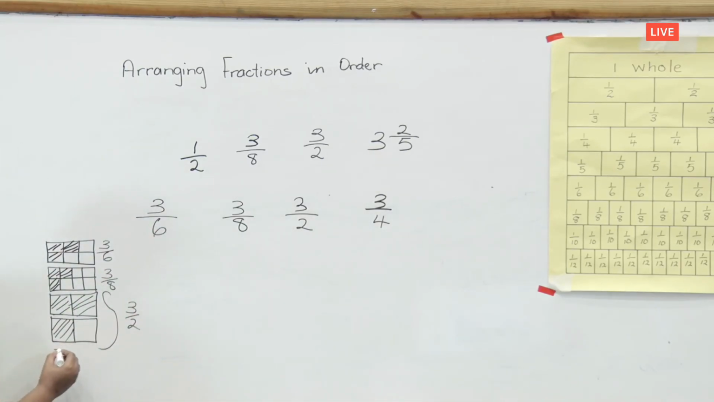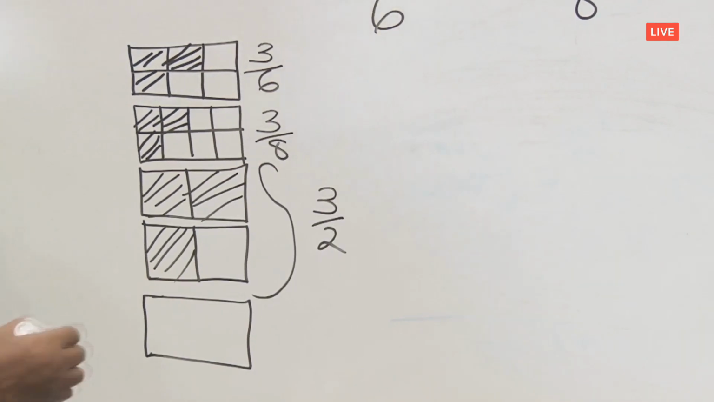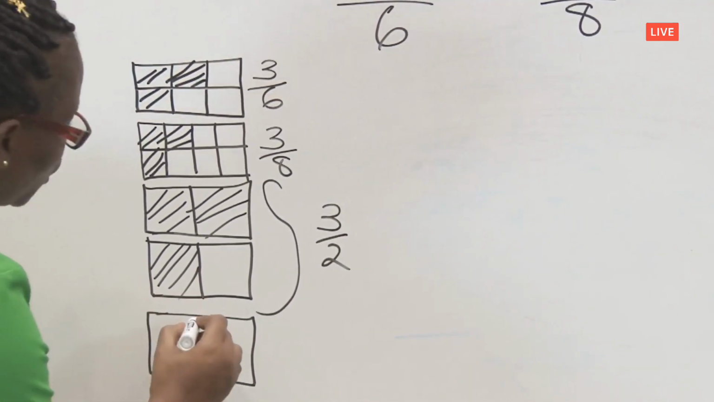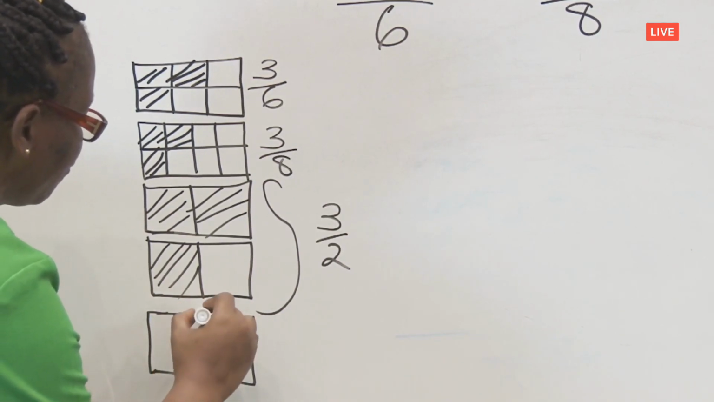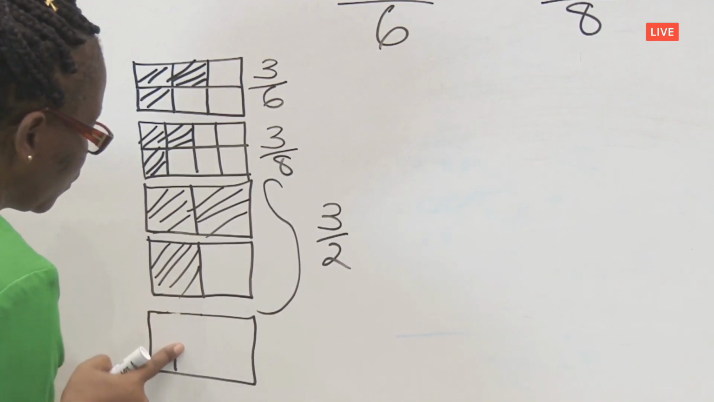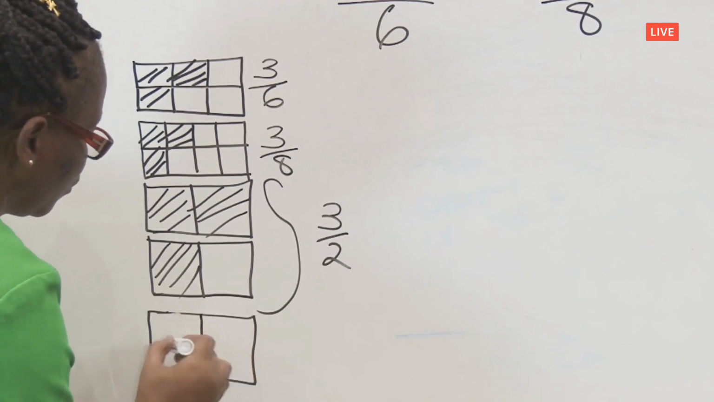And this fraction says 3/4. Here we draw another whole, the same size whole, and we need quarters. So we are going to divide it into 4 pieces.